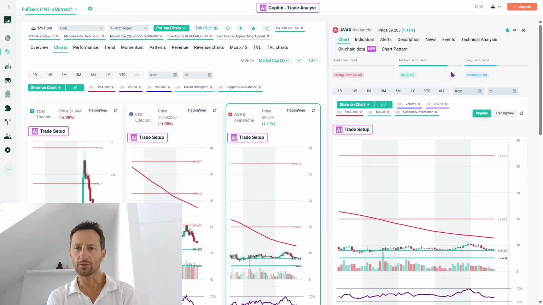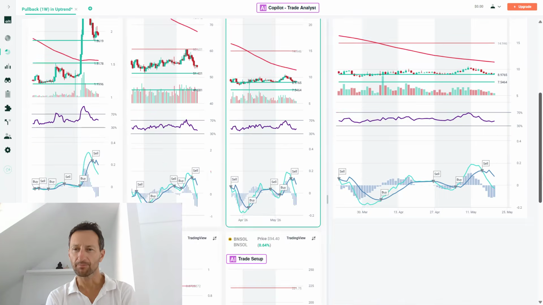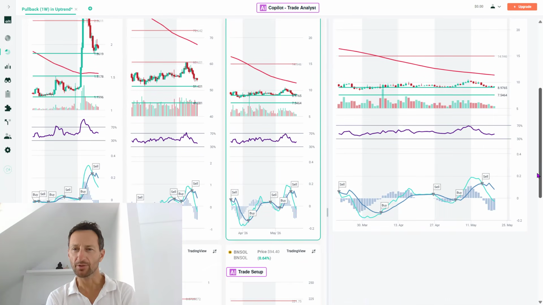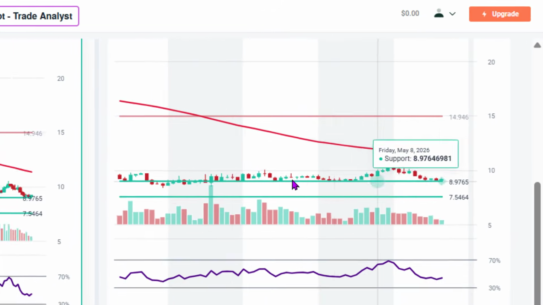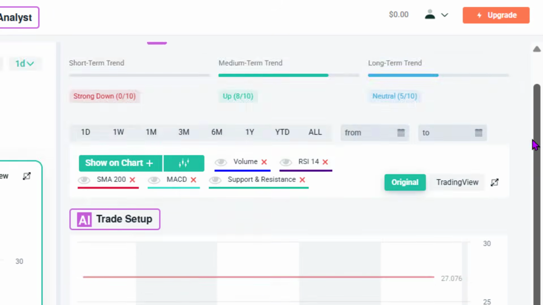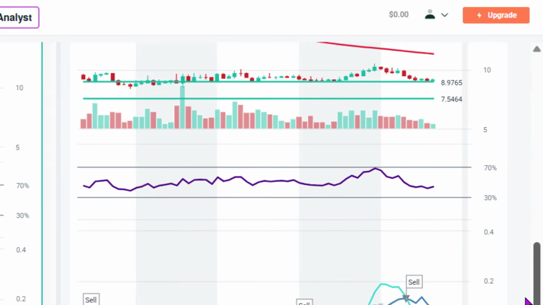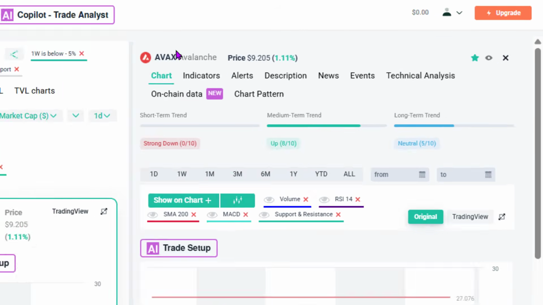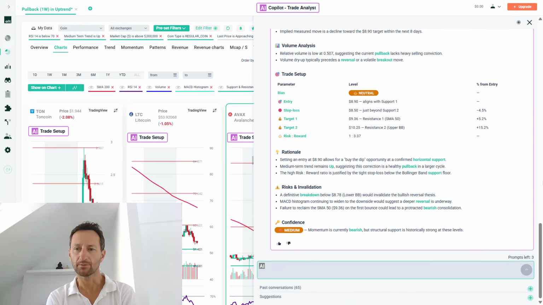Now we're looking to enter and go long. And so this pullback to this support level that's held up multiple times in the last 2-3 months appears like a good buying opportunity. The AI trade setup confirms that.